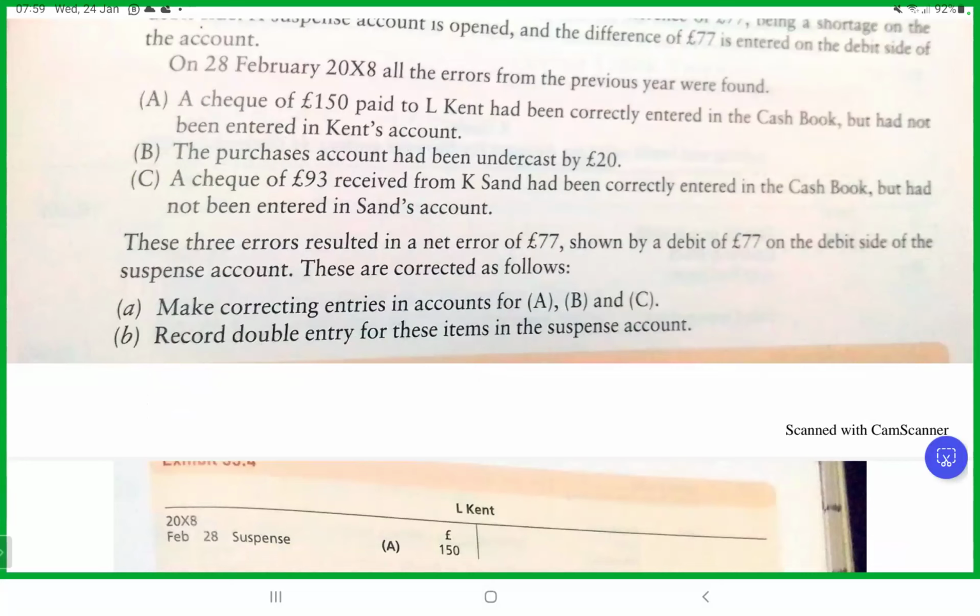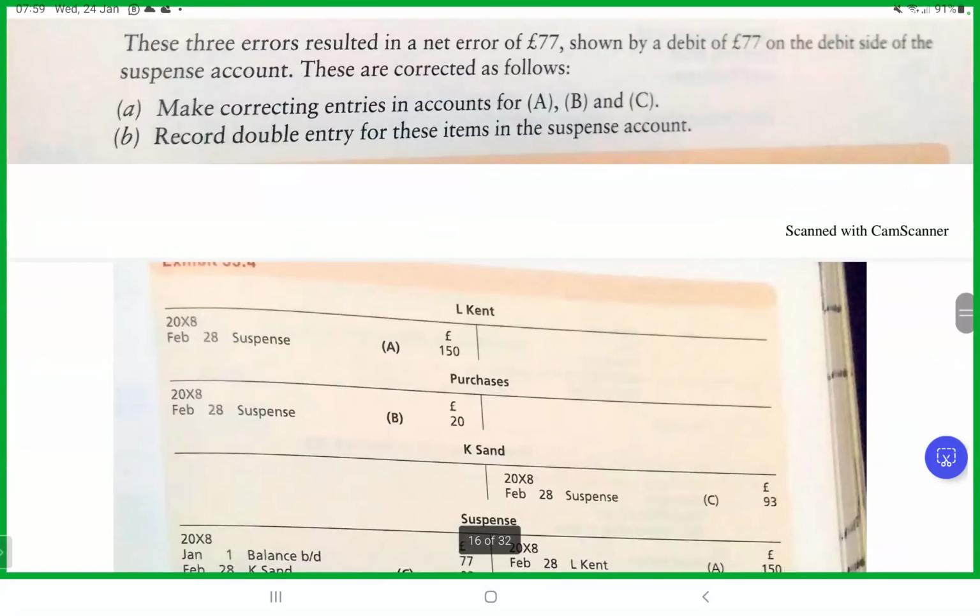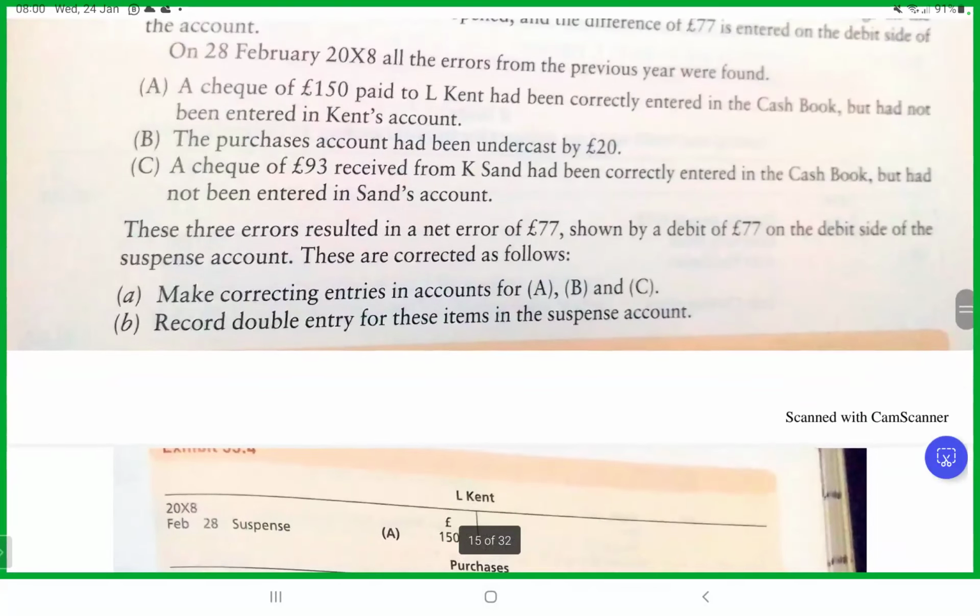That Paul should read. Read B. The purchaser's account had been undercast by £20. Thank you. So the purchaser's account had been undercast by what? By 20. Okay. The purchaser's account had been undercast by 20.